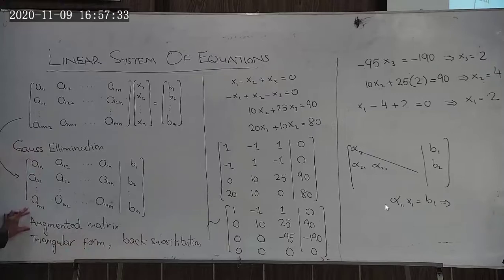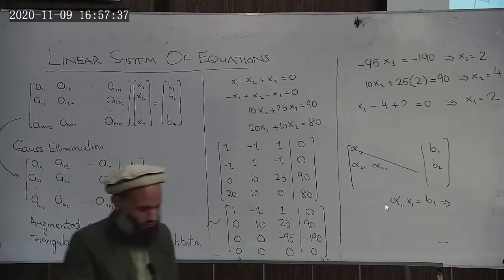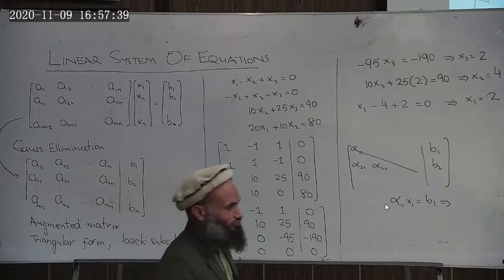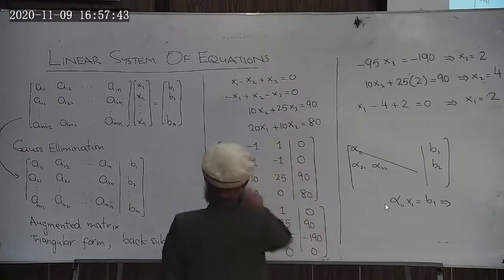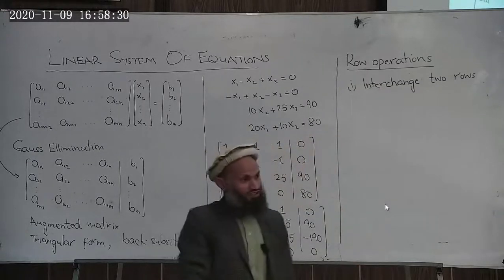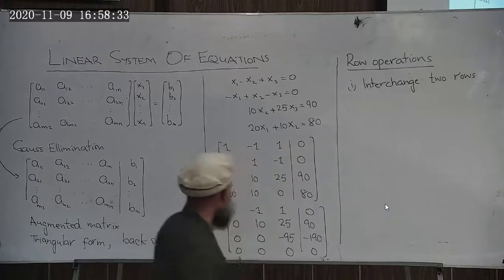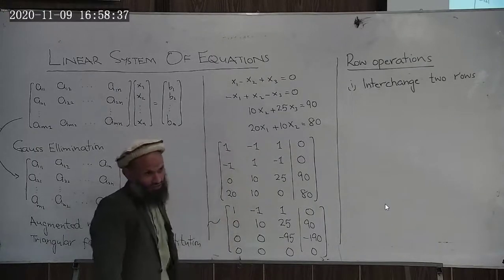Now the question is how to find the triangular form. To obtain a triangular form, we can perform elementary row operations. So here are the elementary row operations. If you interchange two rows of this augmented matrix, that will not change the solution. That is intuitive.